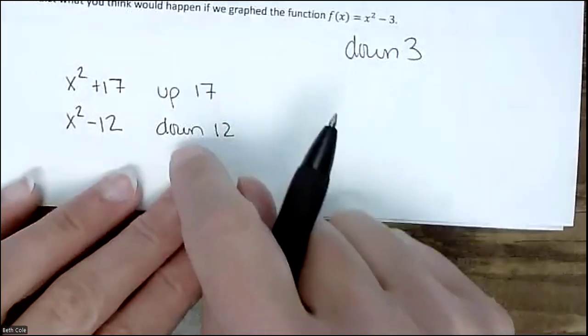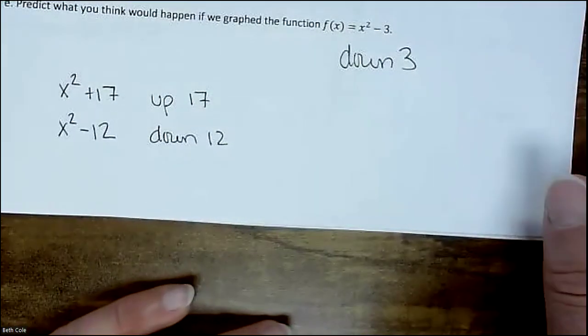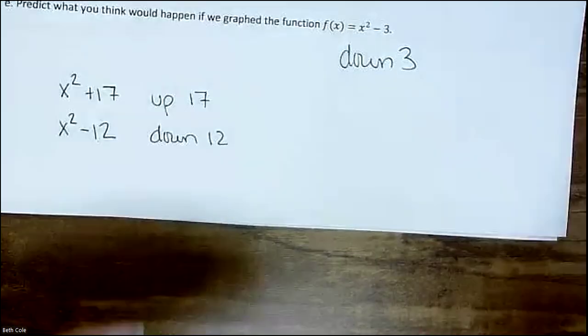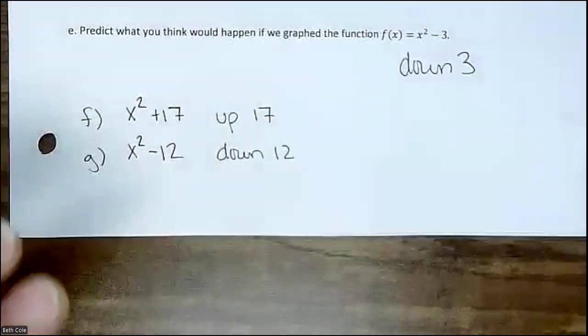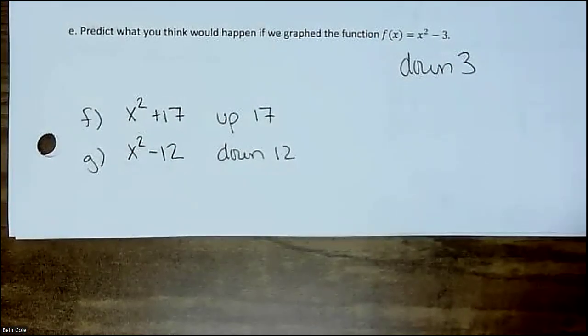I was just making up a few more examples. Those were different. If this was part E, I called this F and I called this G. I just made up a few more examples. Are you understanding what I'm saying? Okay.